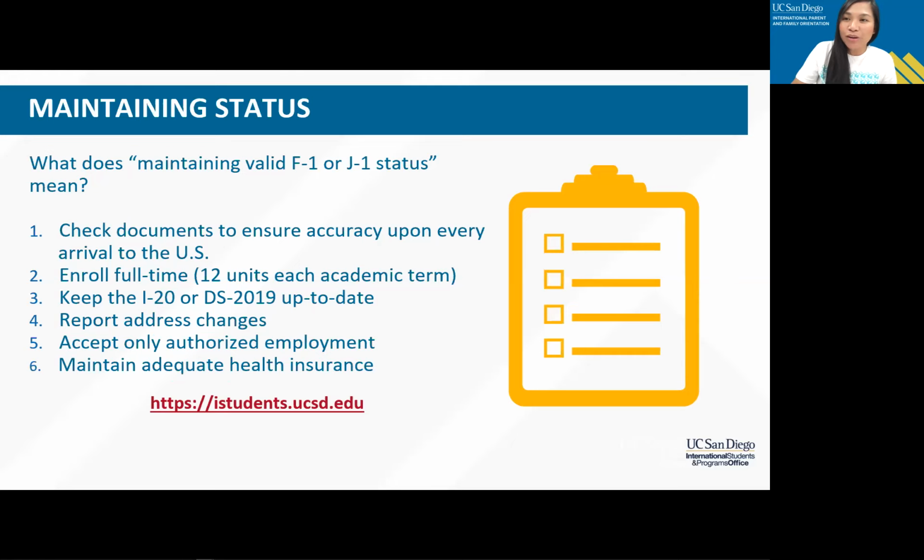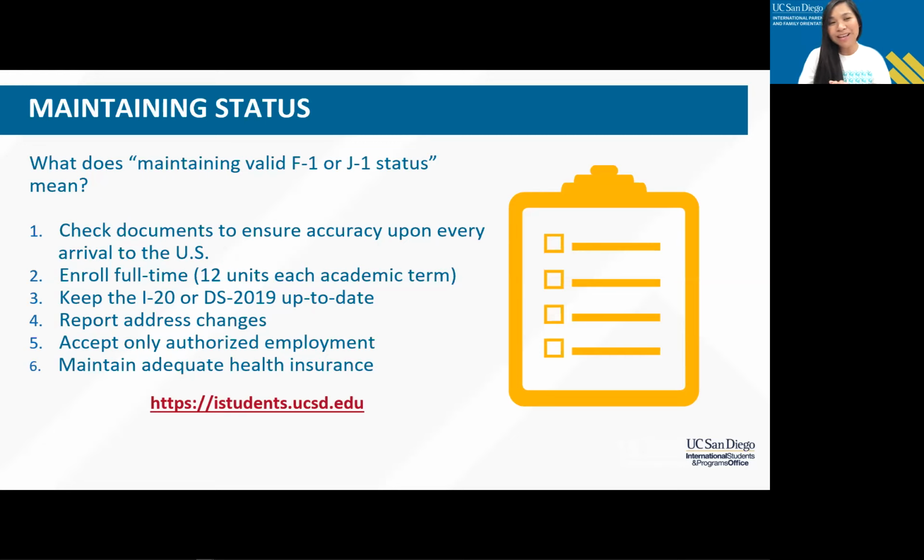So your student will hear this term quite often: maintaining status, holding a valid I-20, valid DS 2019, an active CVIS record. This all is the same terminology to mean that your student is following these rules and maintaining their status in the US. So there are 6 main ones here. There are many more that we do provide on our website, but these are the 6 main ones for them to remember and for you to check in with them about from time to time, hopefully.